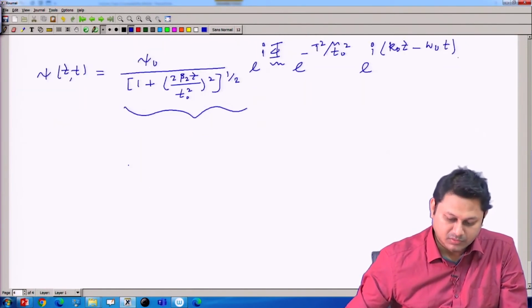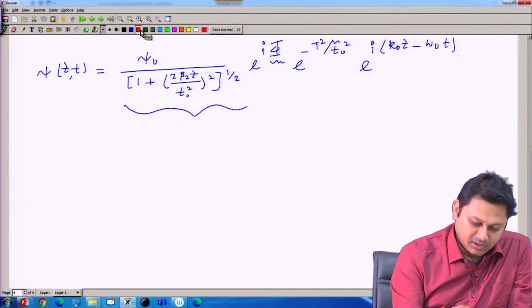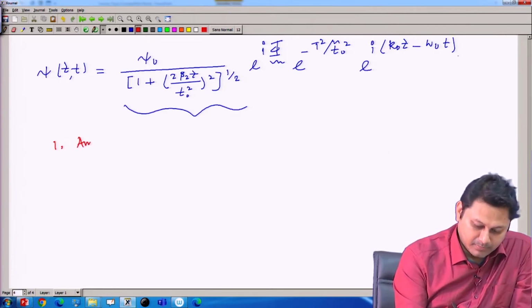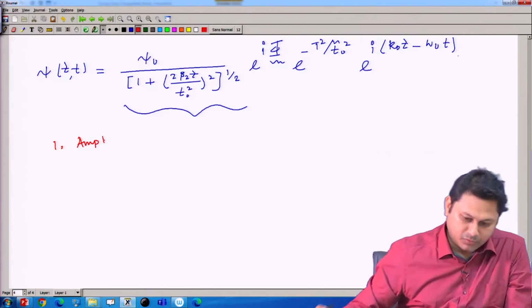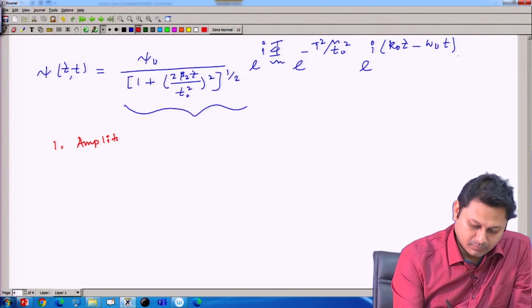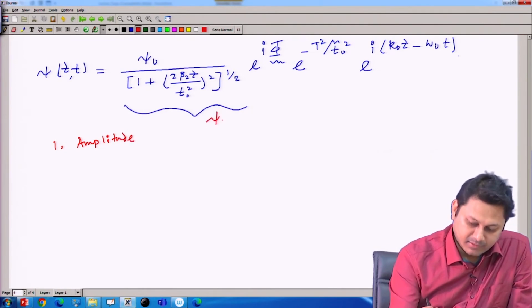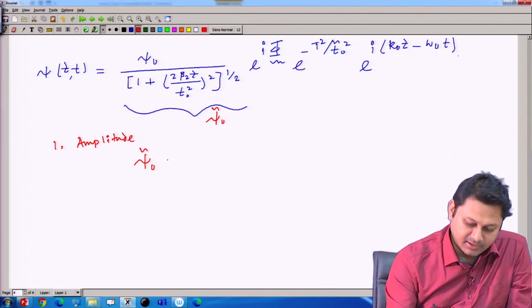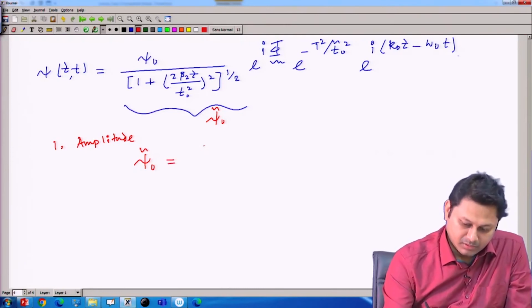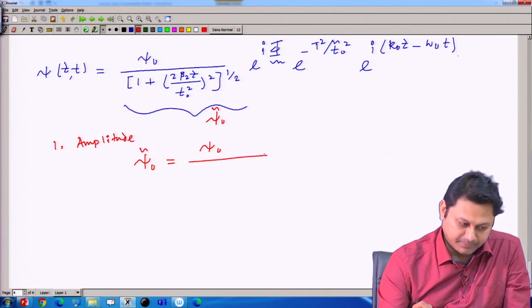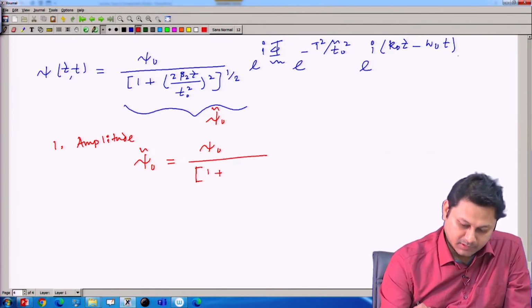So let me write it one by one. What is my amplitude, what is my phase? So one, amplitude term. If I write it as my psi 0 tilde, the amplitude psi 0 tilde after propagating a distance z is equal to psi 0 divided by (1 plus 2 beta 2 z divided by T0 squared) whole to the power half.